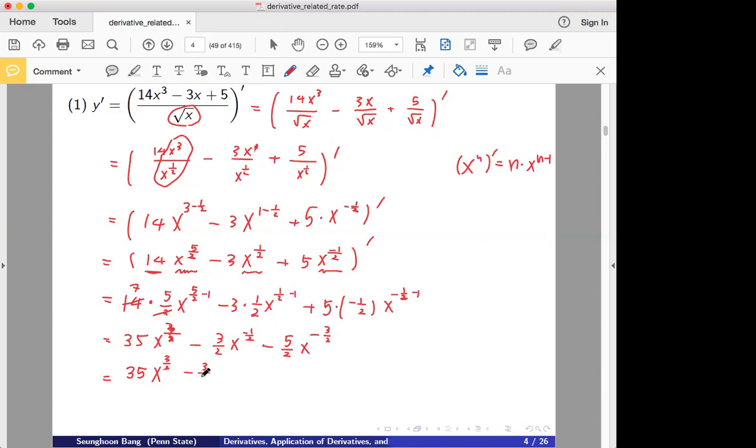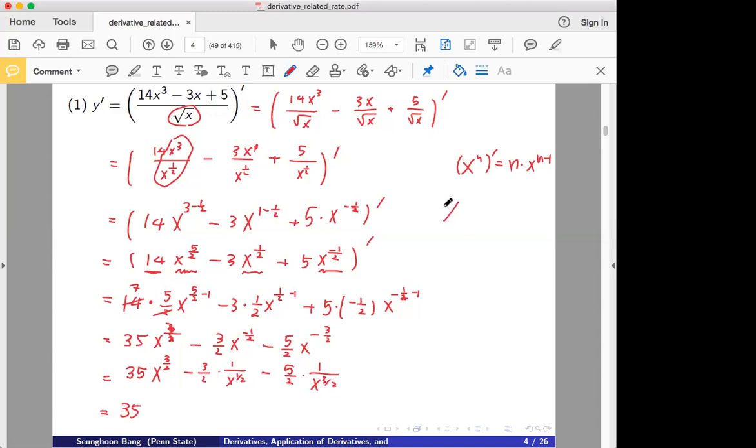This is 3 over 2 times x to the minus 1/2, which is 1 over x to the 1 over 2, minus 5 over 2 times 1 over x to the 3 over 2. This is not final. You can change it back to radical form. The 35, was it like a radical form? Do you know this one?